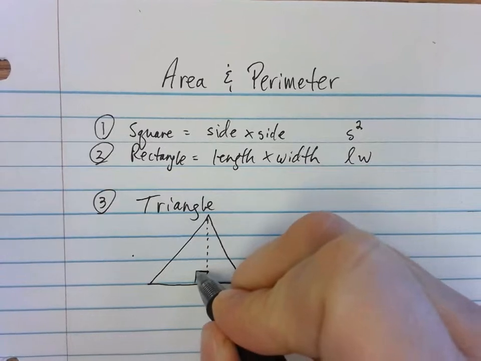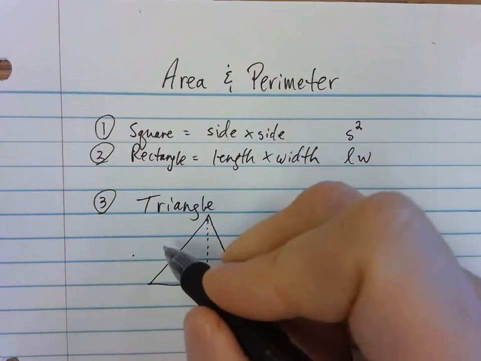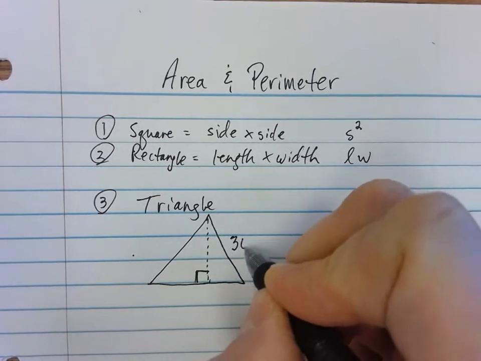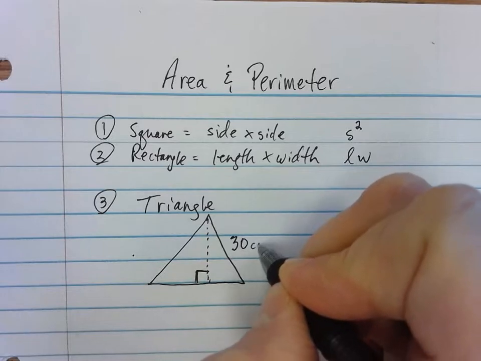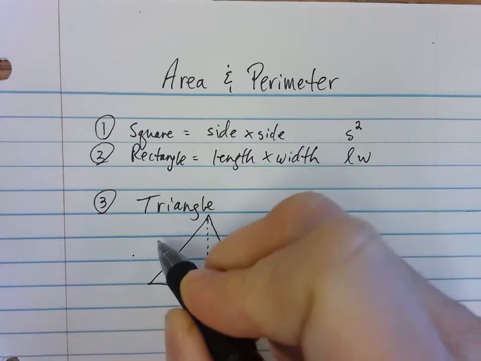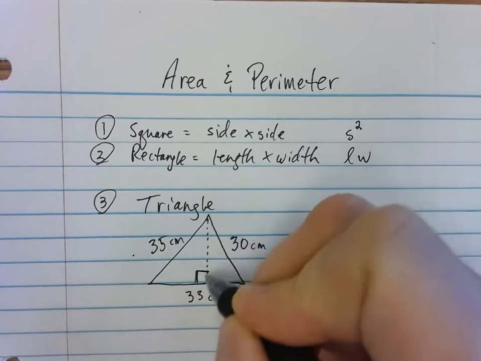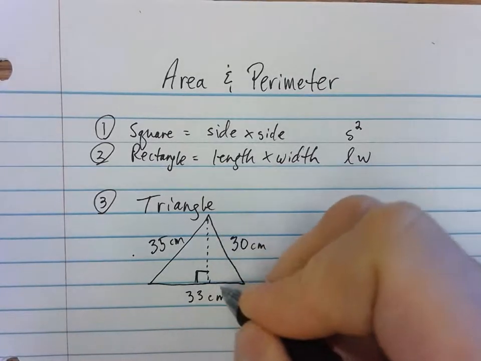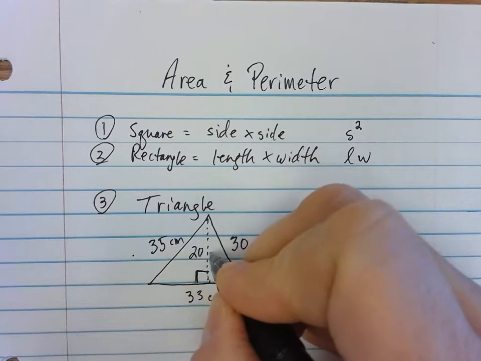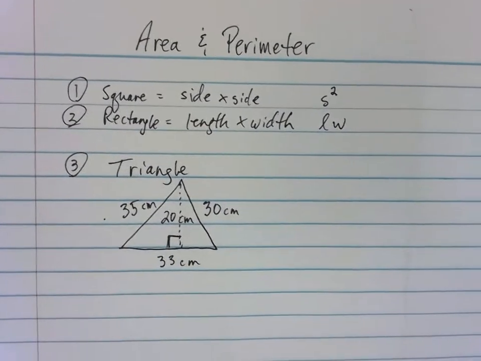And of course down here, you got the little right angle square. And let's just make up some numbers here. I don't want to give you the exact numbers that are on there. So let's say we got, let's do 30 centimeters. Down here, let's say we got 33 centimeters. Here we got 35 centimeters. And let's say going up and down here, let's make this 20. Okay, now. So it's going to ask you to do the area and perimeter of the triangle.